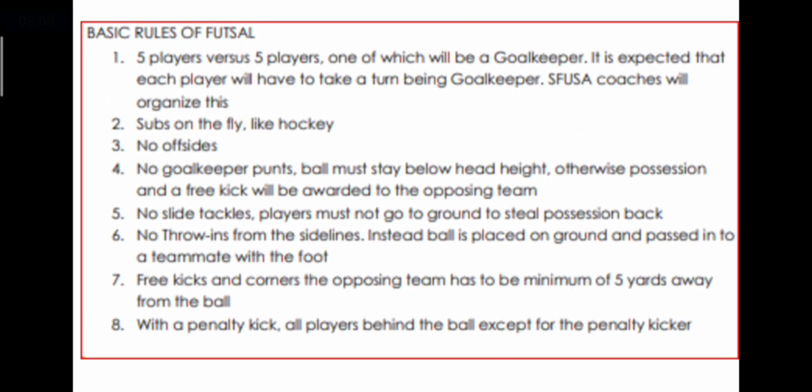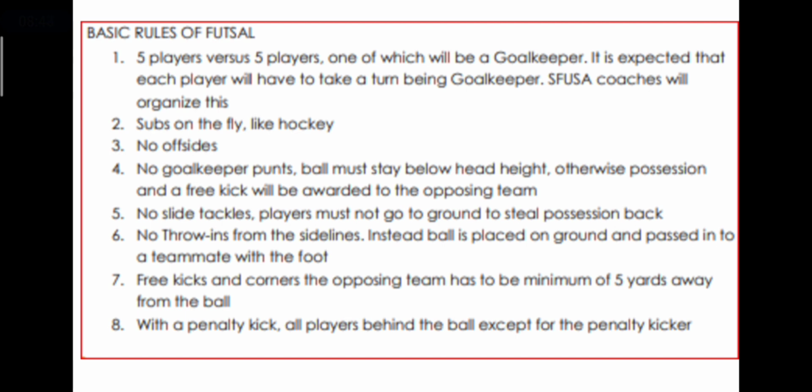Some of the basic rules of futsal. Number 1, 5 players versus 5 players, one of which will be a goalkeeper. It is expected that each player will take a turn being goalkeeper. Futsal coaches will organize this. Number 2, subs on the fly like hockey. Number 3, no offsides. Number 4, no goalkeeper punts. Ball must stay below head height, otherwise possession and a free kick will be awarded to the opposing team. Number 5, no slide tackles. Players must not go to ground to steal possession back.